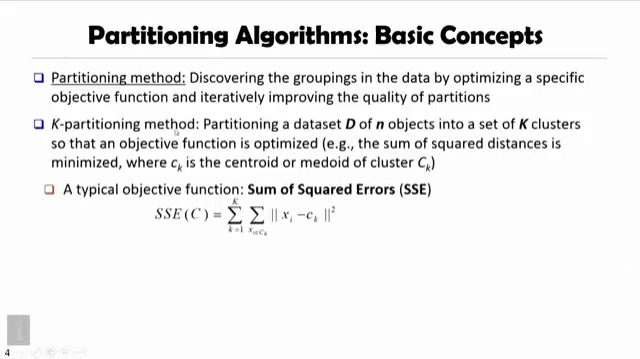So the k-partitioning method is we partition a data set D of n objects into a set of k clusters. Then we iteratively improve it so that an objective function is optimized. For example, the objective function could be the sum of the square distance is minimized, where C sub k is the centroid or medoid of cluster capital C sub k. So a typical objective function is the sum of square errors, often written as SSE.